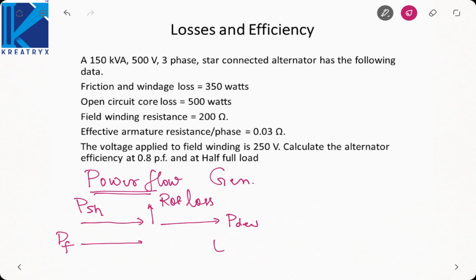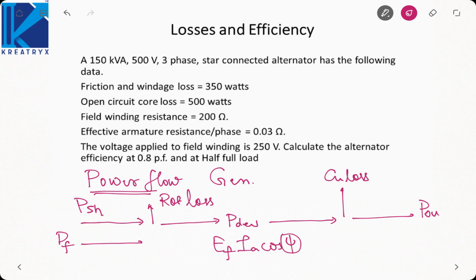Now what is developed power? It is EF IA cos of psi. What is this psi? It is the internal power factor angle, or the angle between induced EMF and current. It is not equal to the power factor angle, because the power factor angle is the angle between terminal voltage and armature current. It is between induced EMF and armature current. Then we have copper loss and then we have output power.